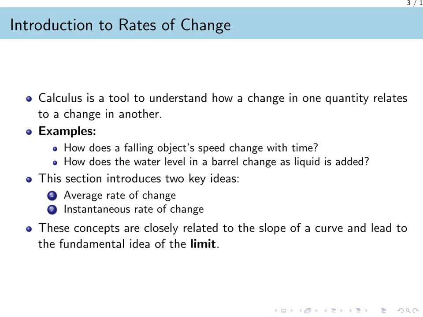To analyze these situations precisely, we will start by introducing two key ideas. The first is the average rate of change, which describes what happens over a period of time. The second is the instantaneous rate of change, which describes what happens at a single, specific moment. Investigating these two types of change will naturally lead us to the foundational concept of the entire course, which is the idea of a limit. So, our study of change begins here.